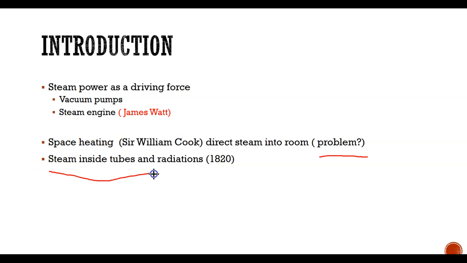Steam inside tubes did not come until 1820. That was the beginning of a closed system of pipes and having what they now call the mattress, which is the radiator. So again, fire inside a dwelling or a house came with the fireplace, then a wood stove, pumping steam inside the room, and then finally a closed system came with steam inside tubes and radiators. Okay, let me move on from this slide.